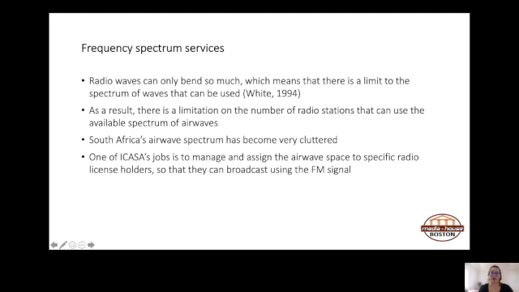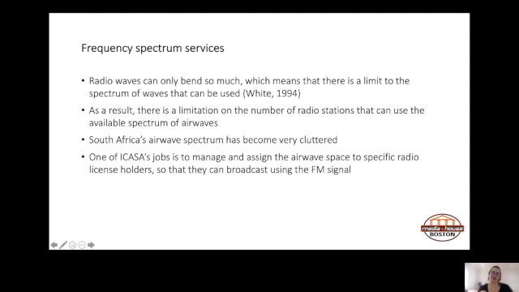Radio waves can only bend so much, as I just mentioned, which means that there's a limit on the spectrum of waves that can be used. Spectrum, think about that word. Have you heard that before? Radio stations have a spectrum license, which comes to their footprint in essence. As a result, there's a limitation on the number of radio stations that can use the available spectrum of airwaves.